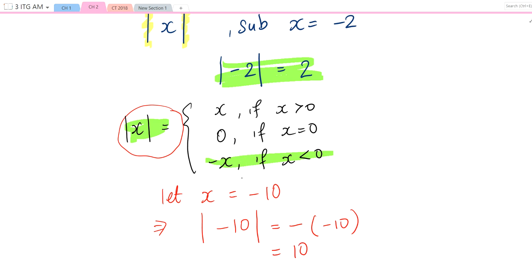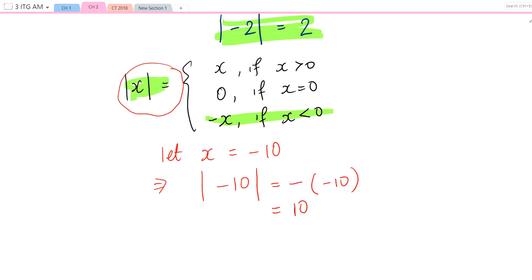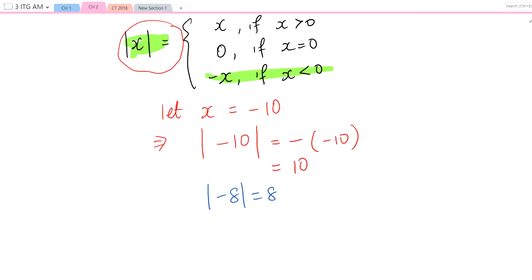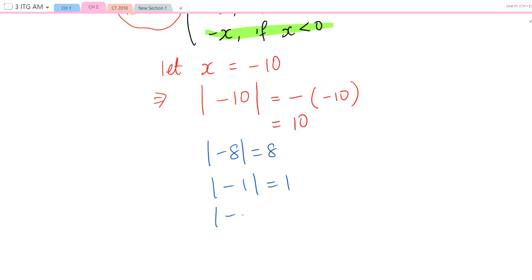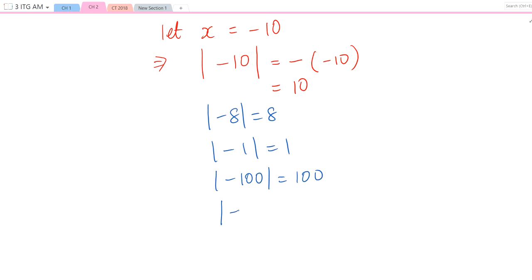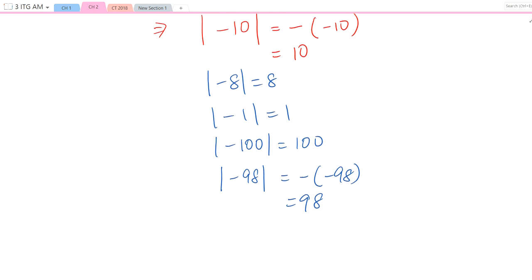Okay, now after you've done it many times, it becomes really straightforward. All we need to do is, for example, modulus of -8 is simply 8. Modulus of -1 is simply 1. More examples, modulus of -100 is 100. Modulus of -98, if you want the full working, it will be negative of -98, which is simply 98. Okay, this is for the third case.